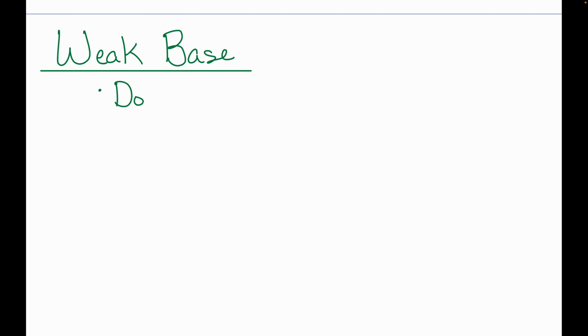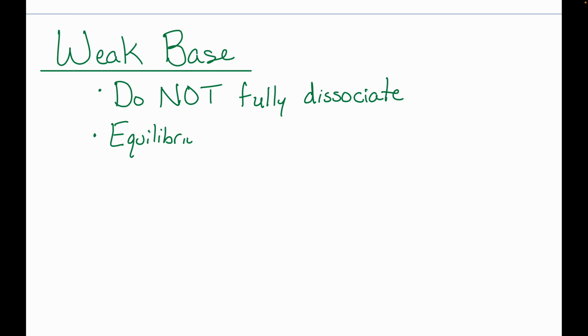Okay, in addition to calculating the pH of weak acids, we also should know how to do weak bases. These are very similar, a direct analogy here. Just like weak acids, weak bases do not fully dissociate. So again, we're going to have an equilibrium problem on our hands.